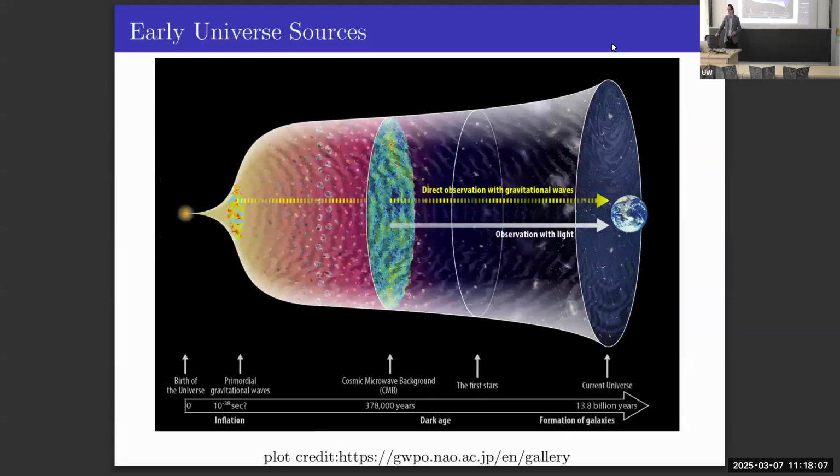Now, what I will be talking about and mostly focusing on is early universe sources, which sadly LIGO has not seen a signal which would correspond to that, which would look quite different than a transient, very loud and relatively short-lived signal from a collision of 2 black holes.